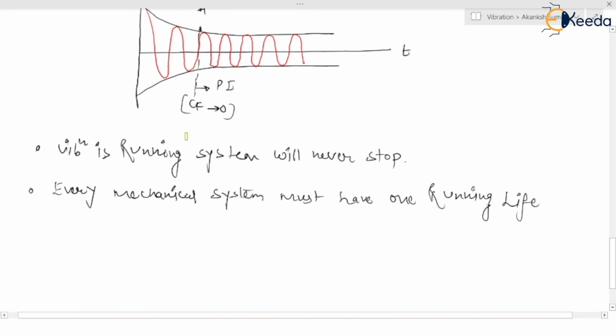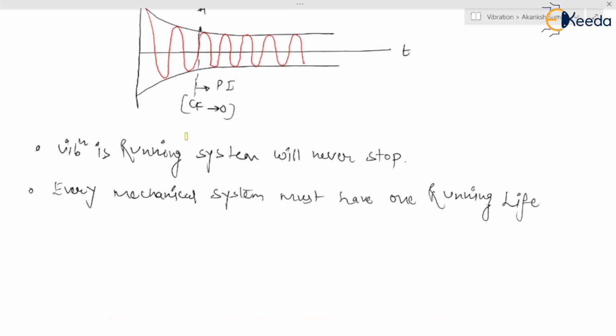Here we have seen that the vibrations in the running mechanical system never stop, and just because of this reason, every mechanical system must have one running life. So I hope you will understand this complete topic. We will see the magnification factor that we get from these relations. Okay. In the next topic we will consider the magnification factor, that is very very important.